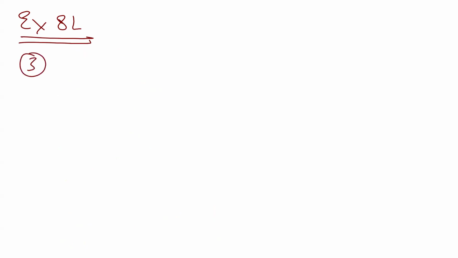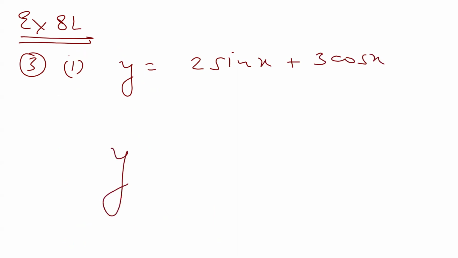Now look at the problem statement. The problem statement says y is equal to 2 sin x plus 3 cos x. And they're asking us to prove something. What are we supposed to prove? y plus d square y by dx square equal to 0. So this we are supposed to prove.